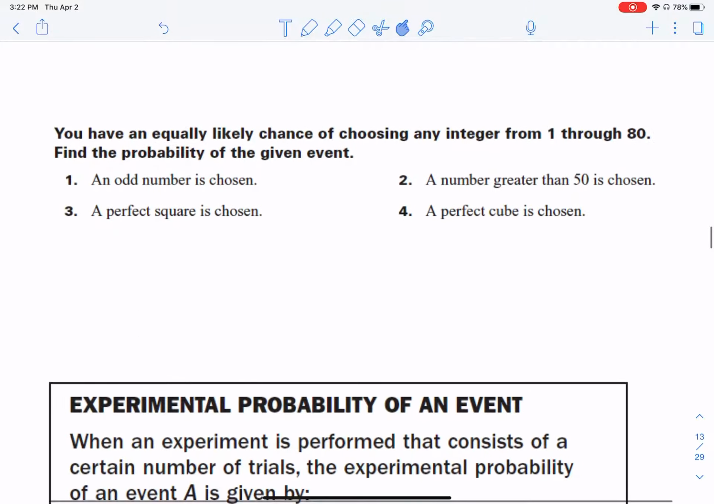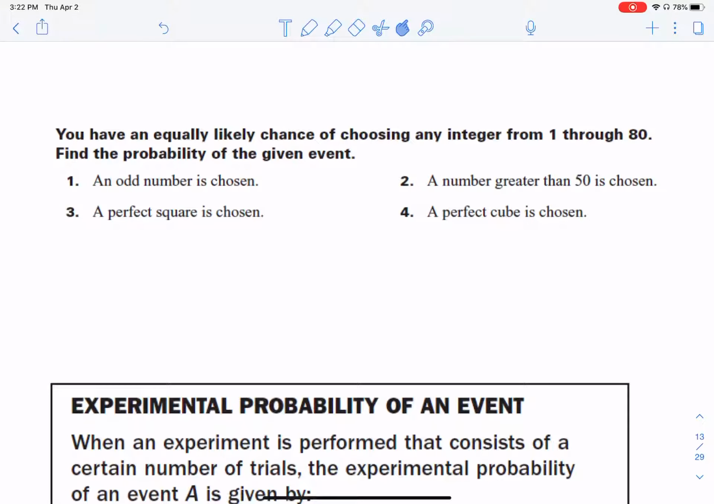It says you have an equally likely chance of choosing an integer from 1 through 80. Find the probability of the given event. So we've got 80 numbers to choose from. Number 1 says, what's the probability an odd number is chosen? Well, 40 of them would be odd out of the 80, and that could be a half or 50%.